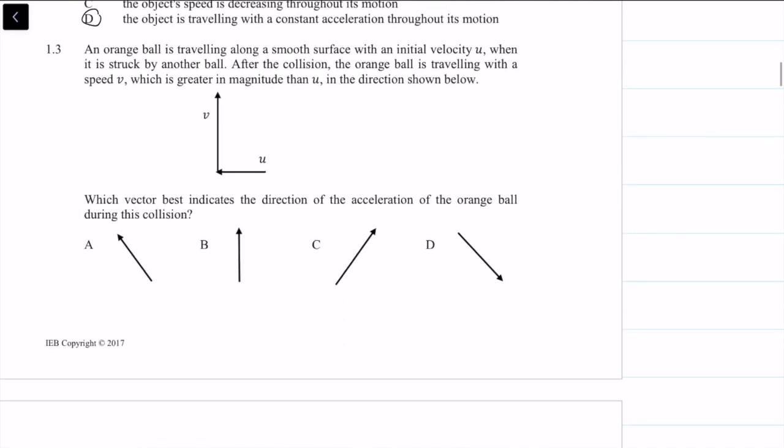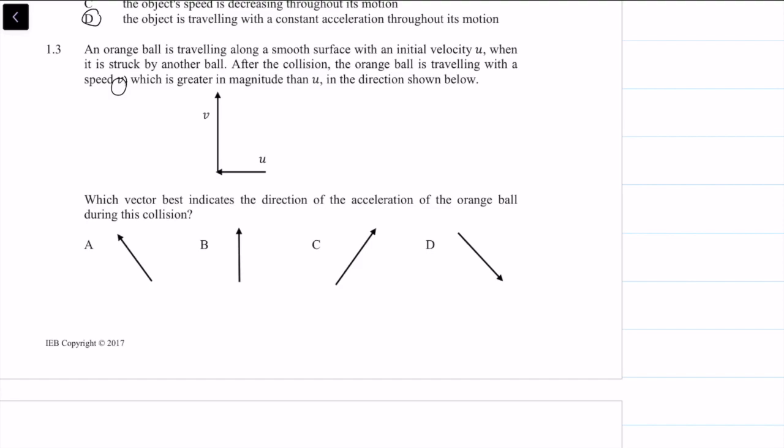Cool stuff. An orange ball is traveling along a smooth surface with an initial velocity u when it is struck by another ball. After the collision, the orange ball is traveling with a speed of v, which is a greater magnitude than u, as shown below. The question says, which vector best indicates the direction of acceleration of the orange ball during its collision?